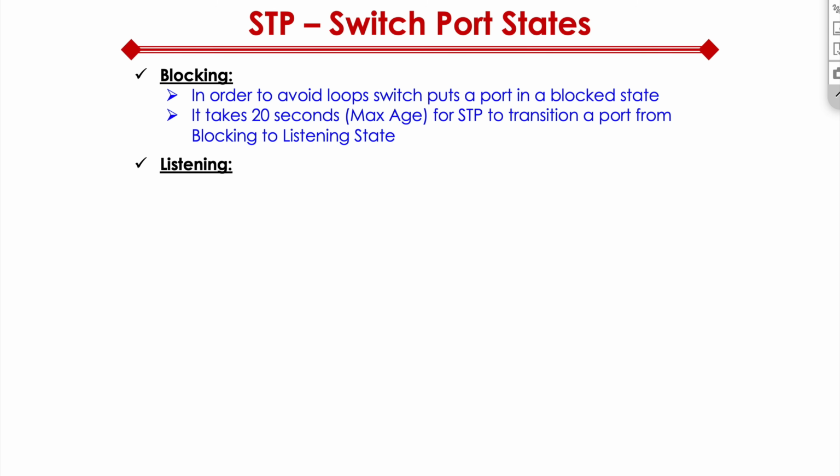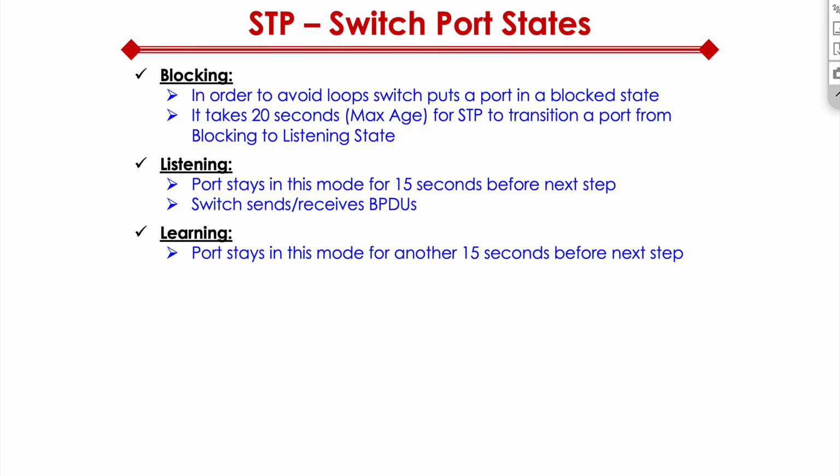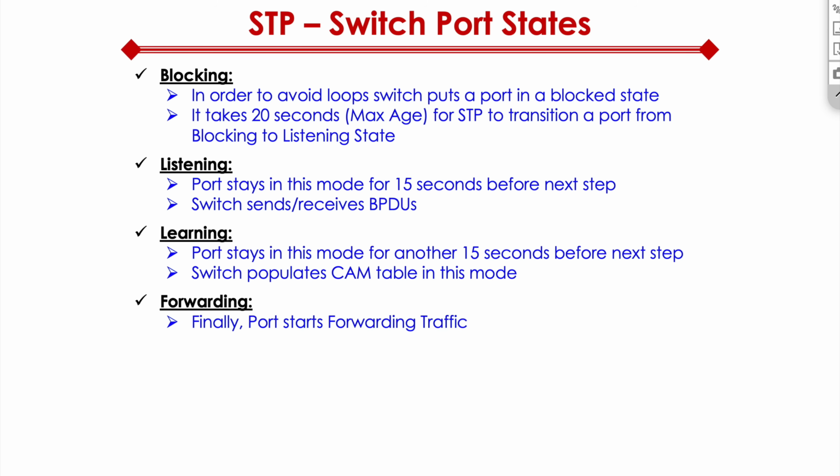The next state happens to be the listening state. Here the port stays in this mode for 15 seconds before the next step. The switch sends and receives BPDUs when it's listening. In the learning state, the port stays in this mode for about 15 seconds. The switch populates the CAM table in this mode, meaning it's learning the MAC addresses. Then the next stop is the forwarding state. The port starts forwarding traffic here.